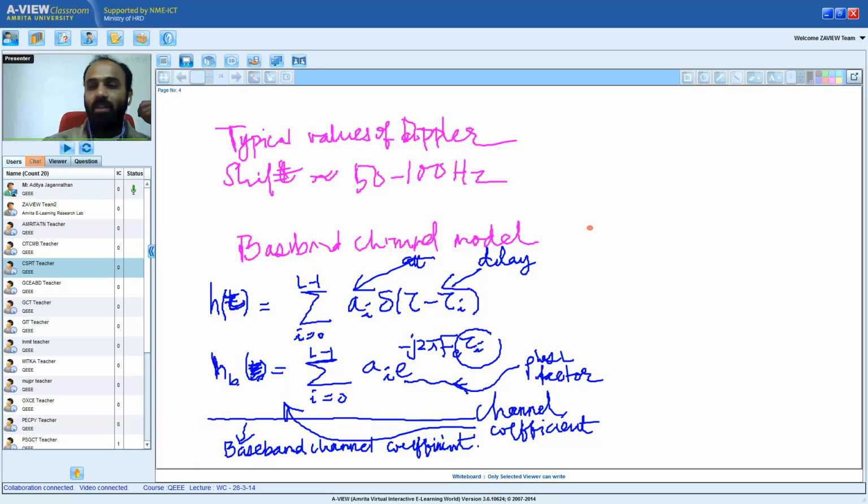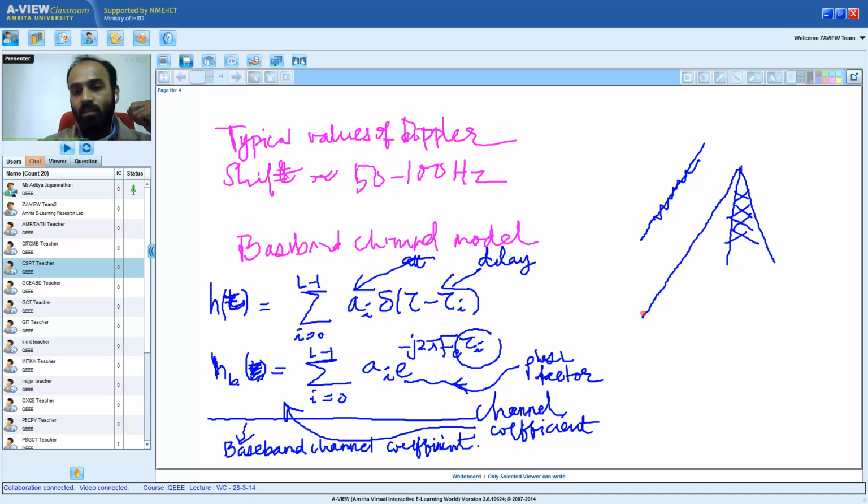Now let's take a simple example. Let's say this is my base station, this is my mobile station, and the mobile station is moving with a velocity v in direction theta, and the delay along this path is tau. BS means base station, MS means mobile station, and the propagation delay is tau.